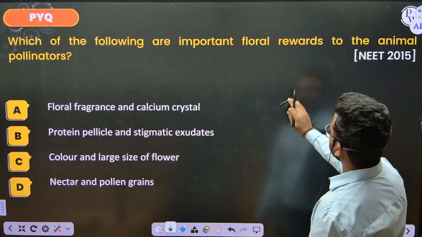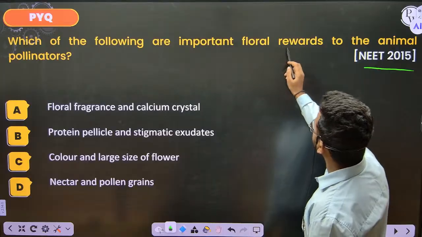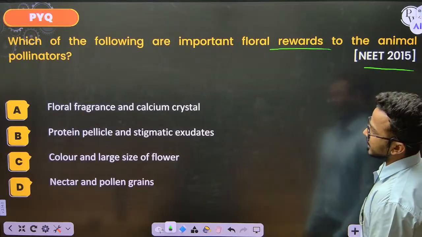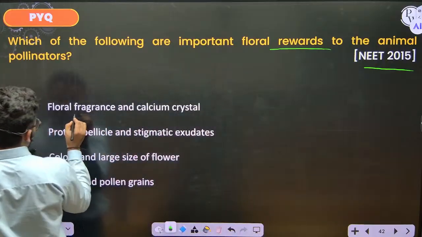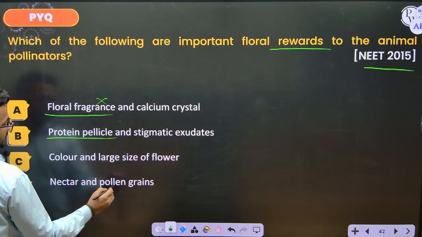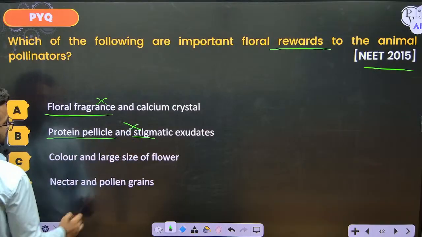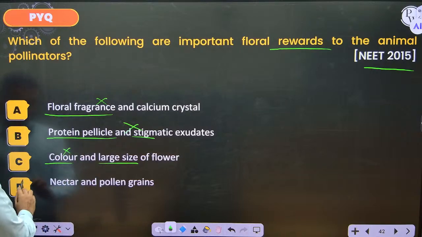Okay, this one is also a NEET 2015 question, that is, which of the following are important for floral rewards to the animal pollinators? Floral reward, not a floral fragrance, that is not a reward. Protein pellicle and stigmatic exudates, not. Color and large size of flower, not. Pollen grain and nectar is the correct answer. Option B will be the answer.